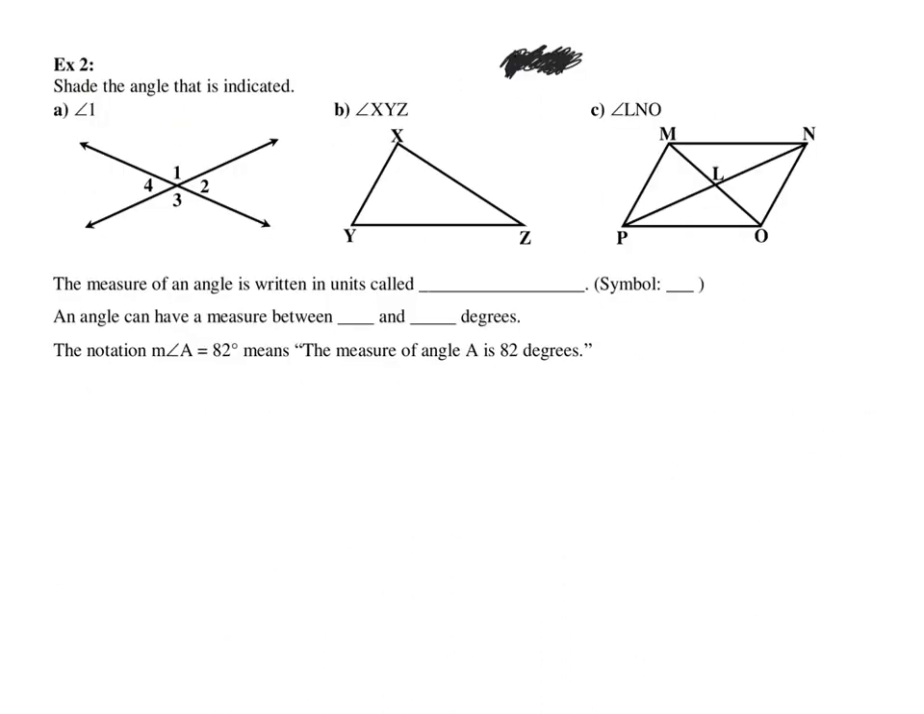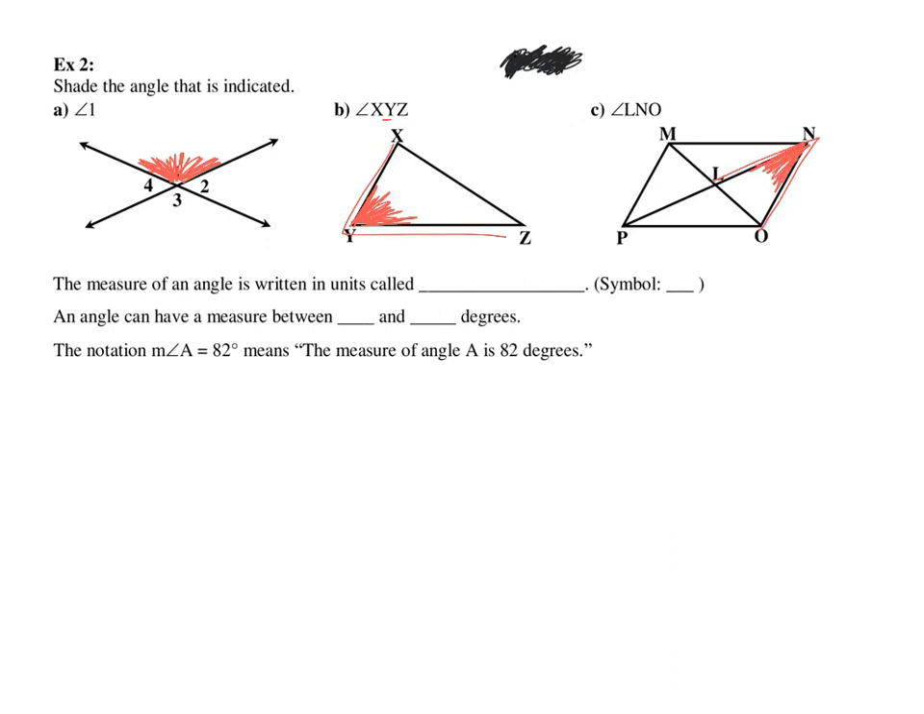All right, shade the angle that is indicated. Angle 1, that would be this angle here. XYZ, that's going to be this angle here. Notice the vertex of the angle is the middle letter. Then we have LNO. That's going to be this angle right here.